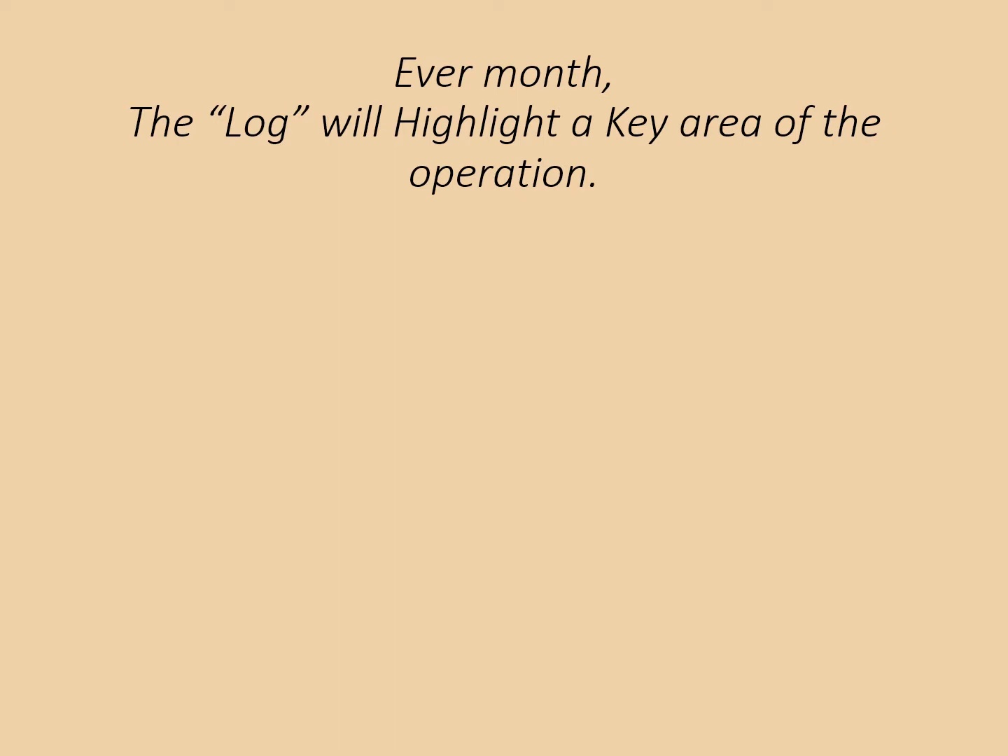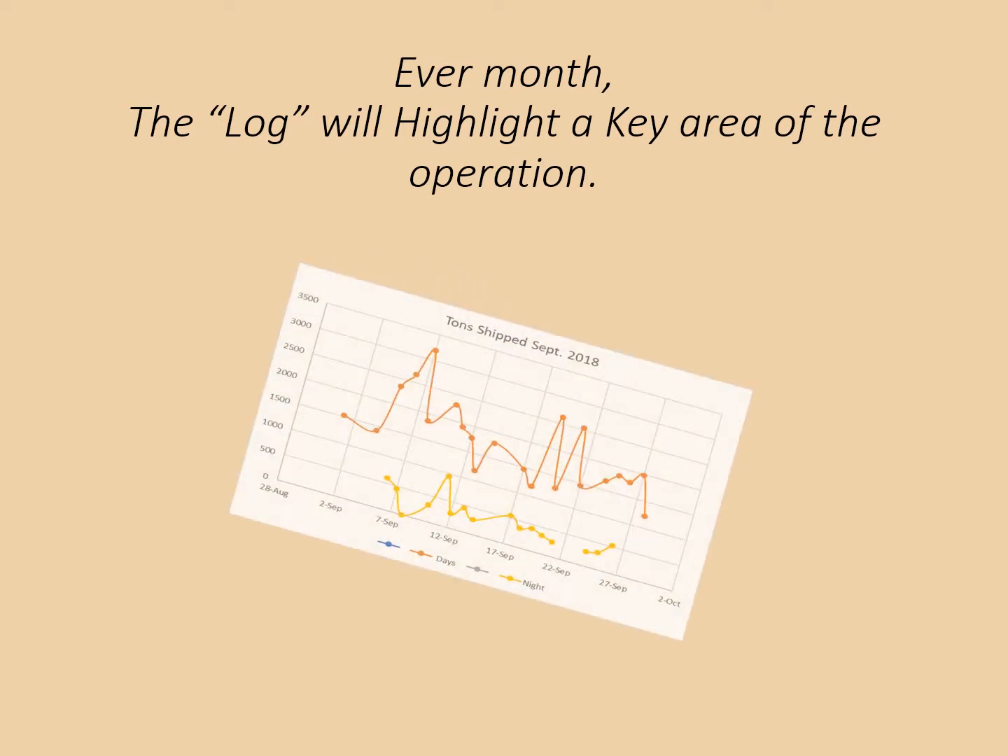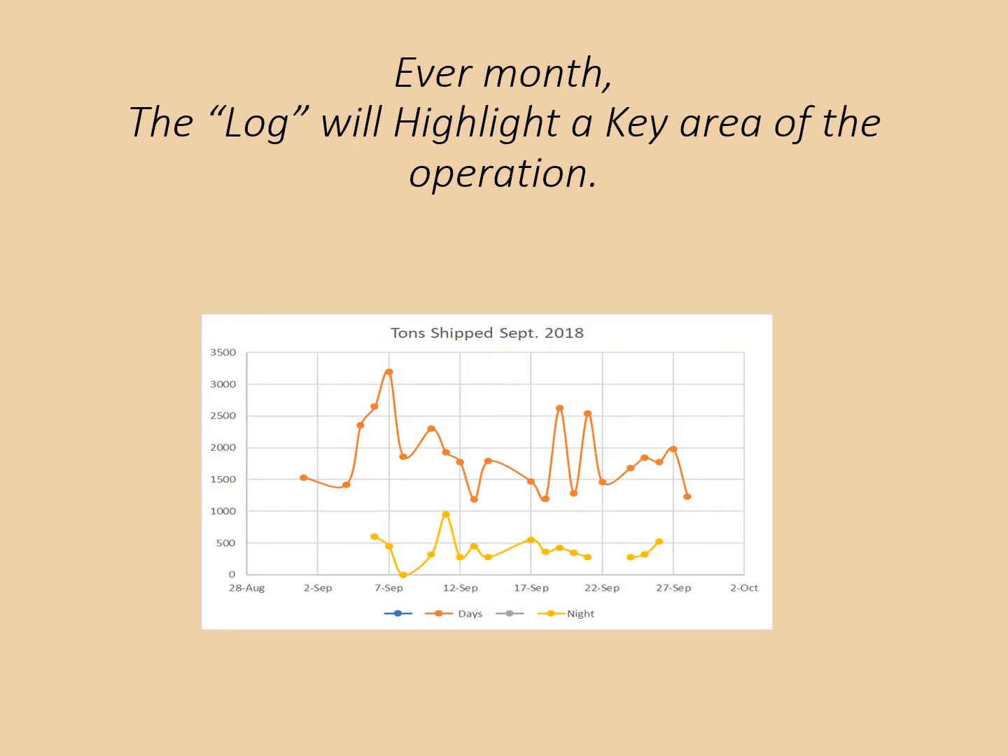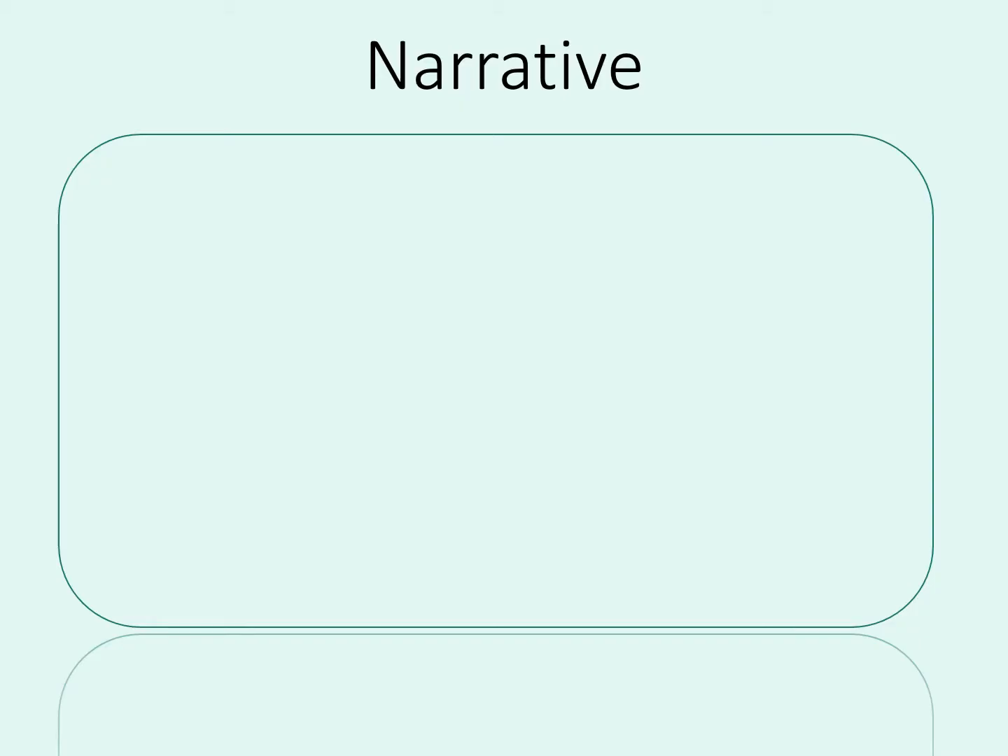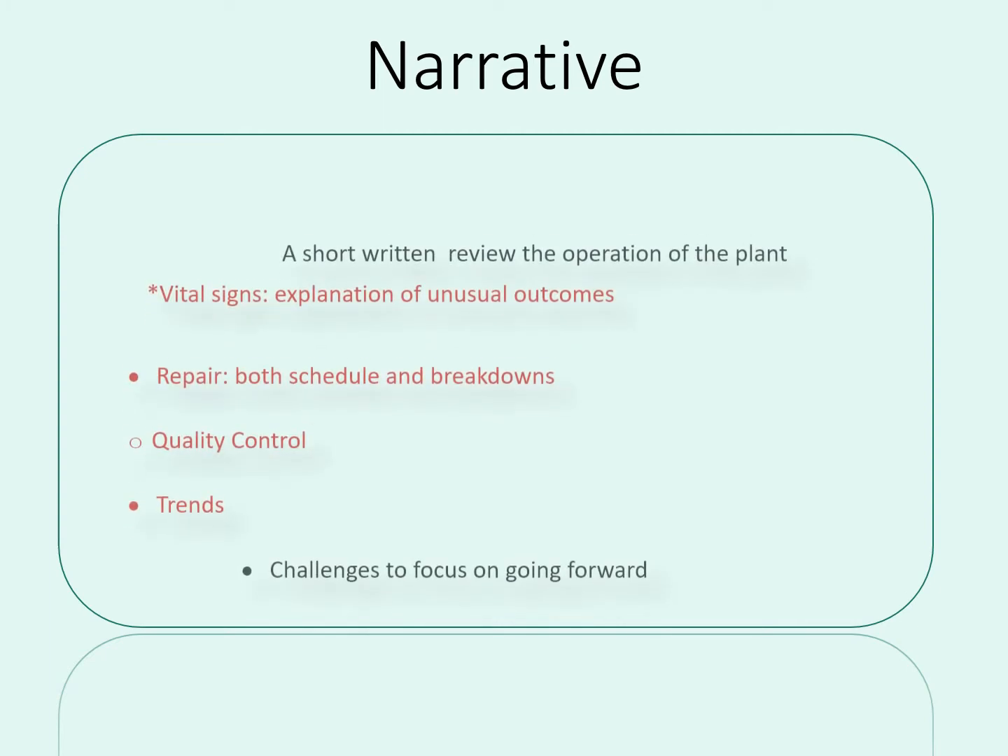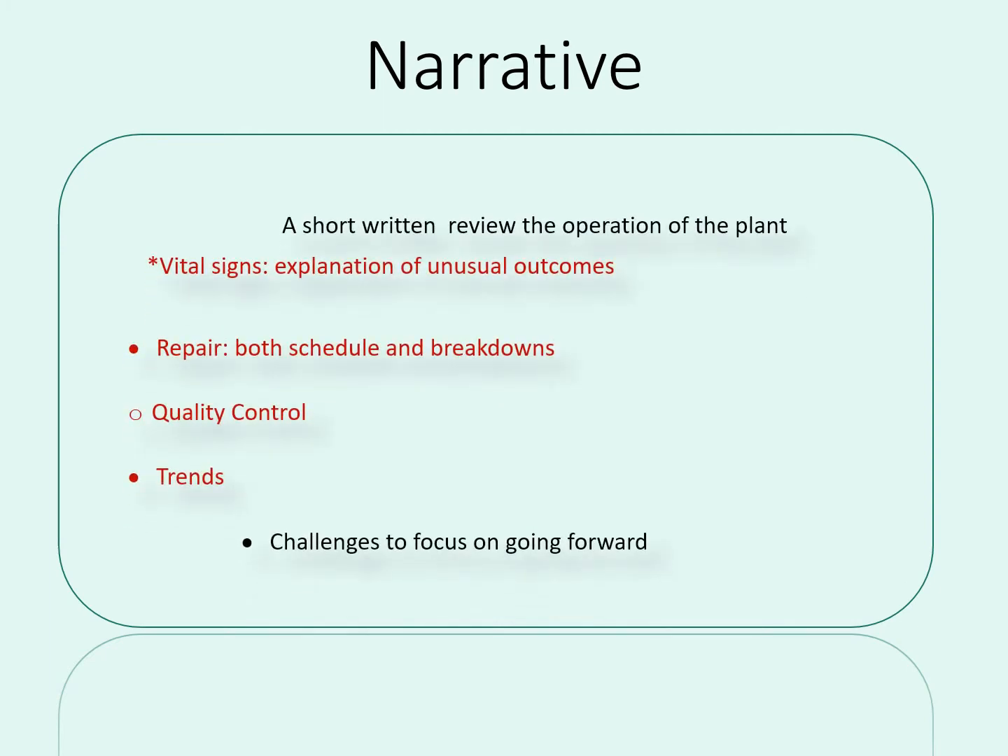Next, every month the log will highlight a key area of operation. In this example, tons shipped. The log will use this section to write any type of narrative they think will help better explain some of the points in the report. The vital signs, repair, both scheduled and breakdowns, quality control, and trends.